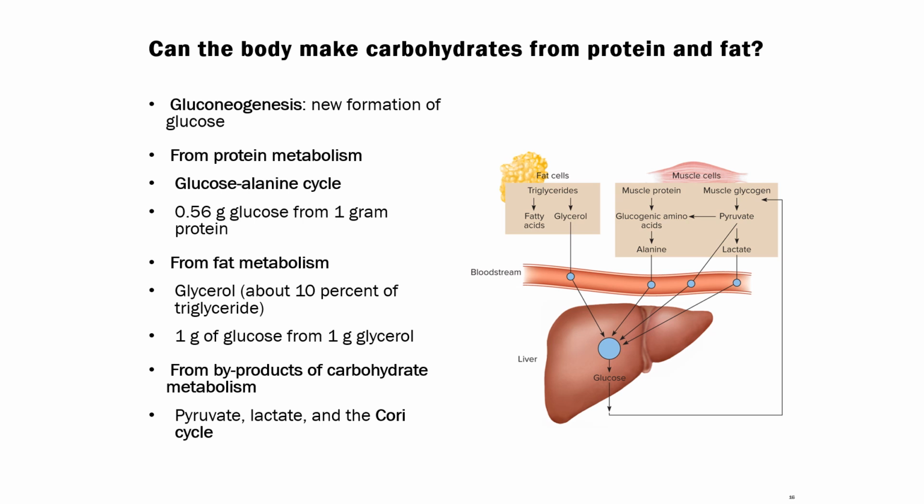The liver converts alanine into pyruvate through a transamination reaction process. That pyruvate enters the gluconeogenesis pathway, leading to the production of glucose. Now, the glucose-alanine cycle is a major mechanism for transferring nitrogen from muscle to the liver for excretion and for generating glucose from muscle protein during prolonged fasting or exercise.